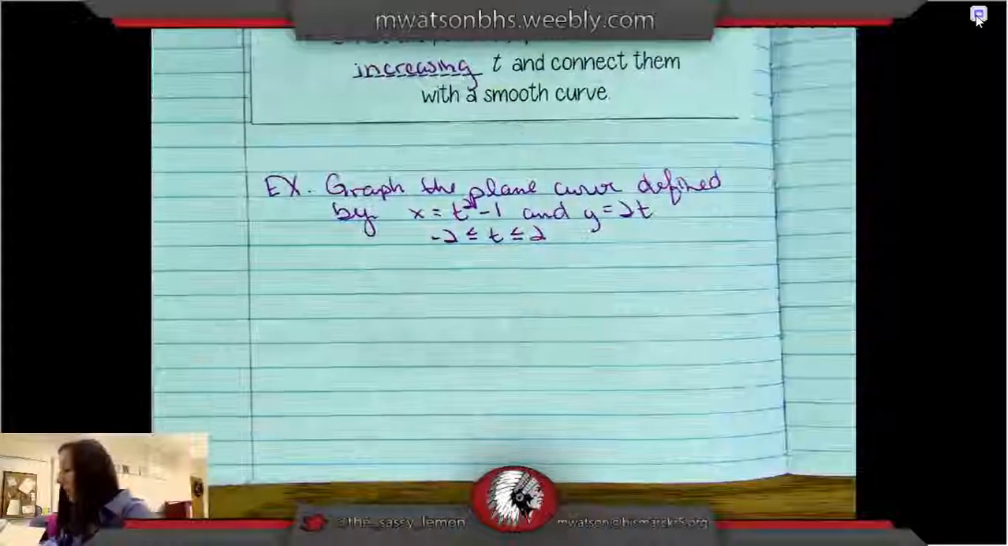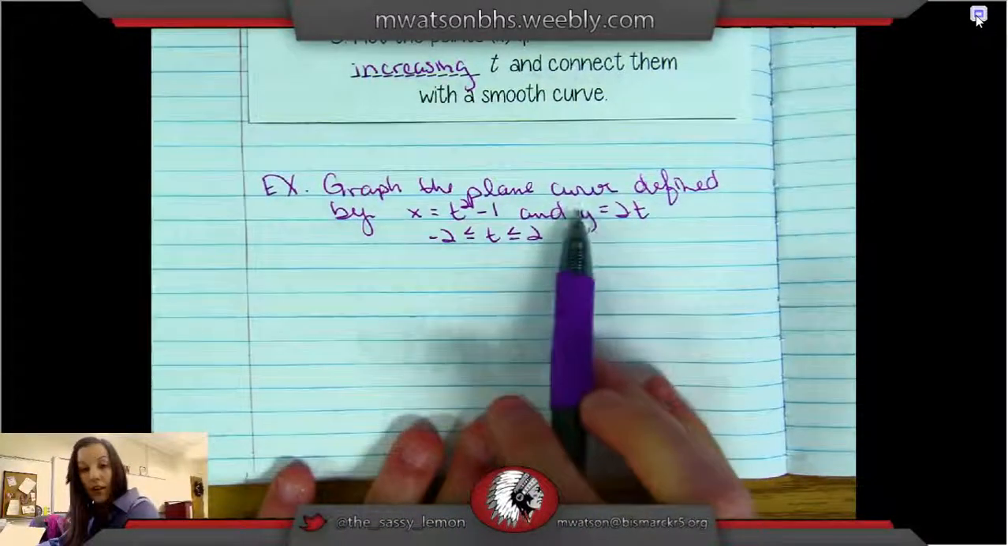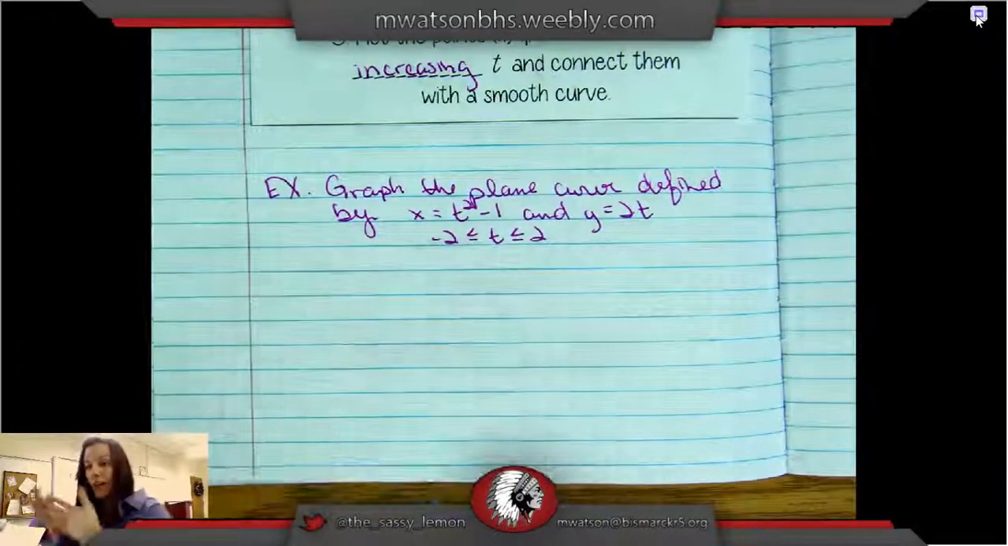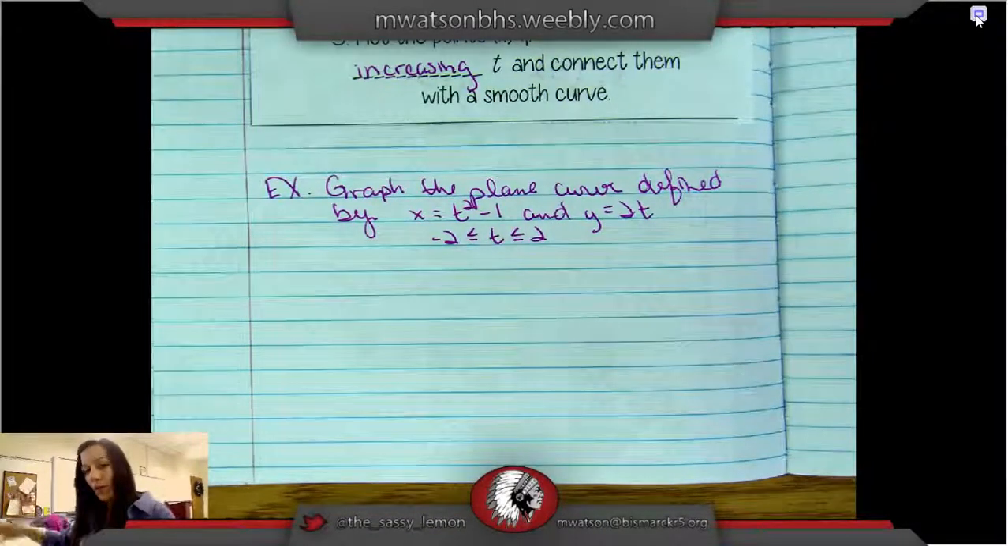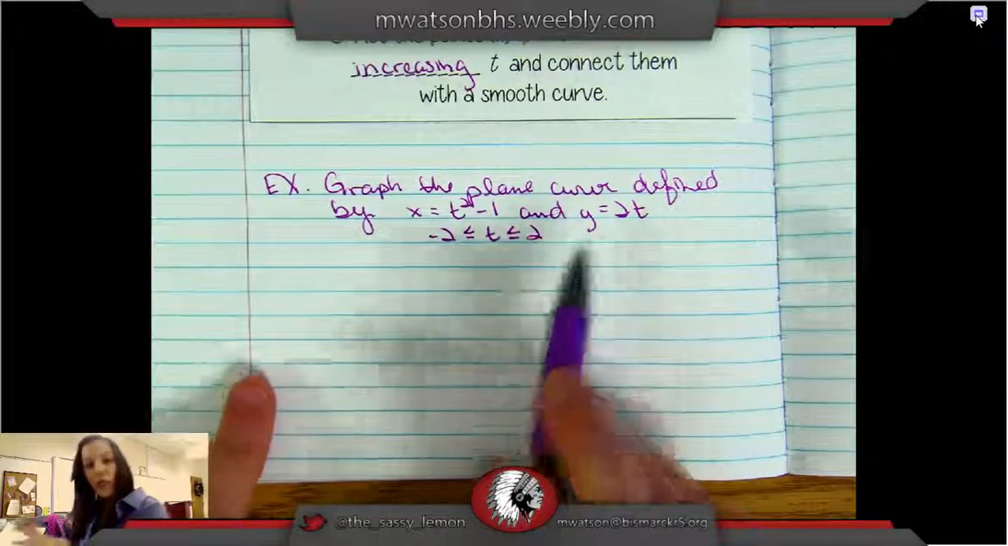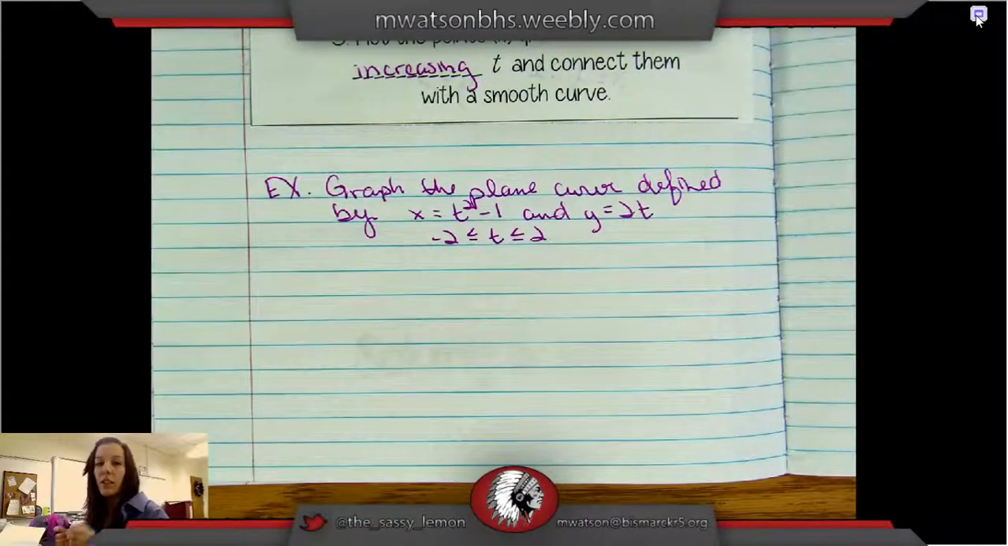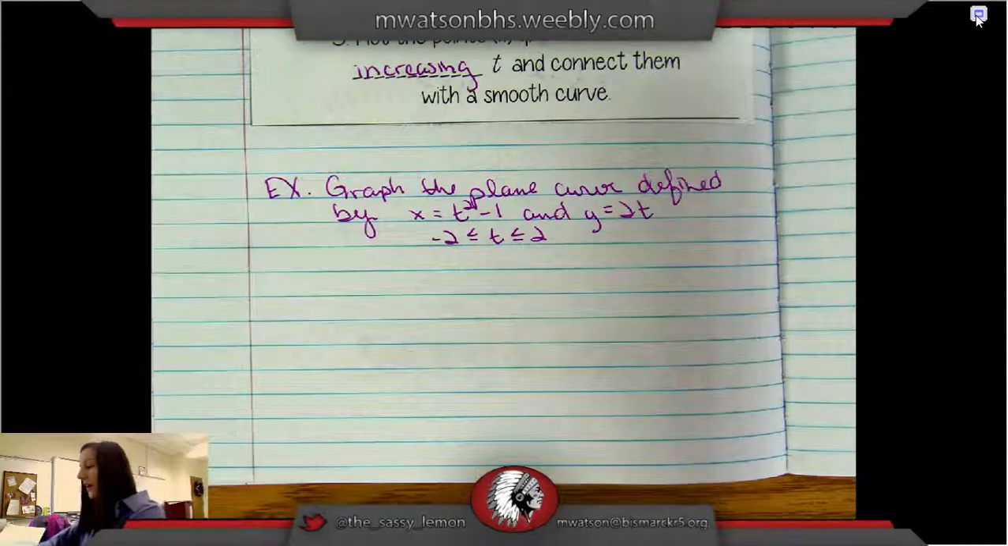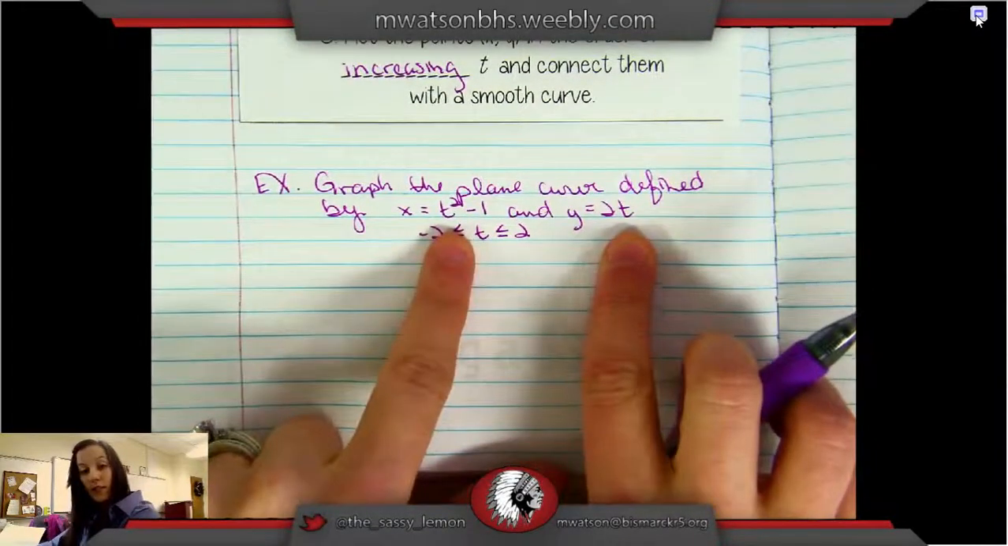So in this example, we're going to graph the plane curve. That just means it exists in the coordinate plane and it's a smooth curve. Defined by, and then we're given two equations. So we're used to graphing from one equation, but parametric equations implies that you're going to have multiple equations, and their commonality is going to be t, time.